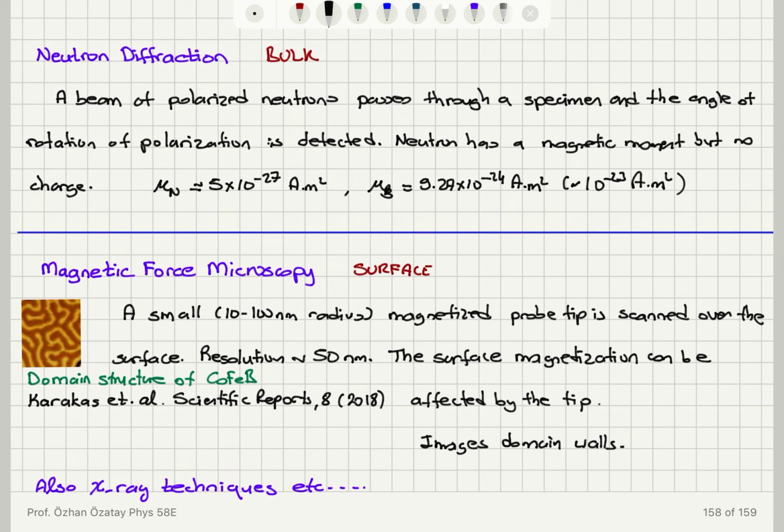Other techniques such as X-ray techniques in the synchrotron, XMLD, XMCD, etc., can be used to get more information about these.